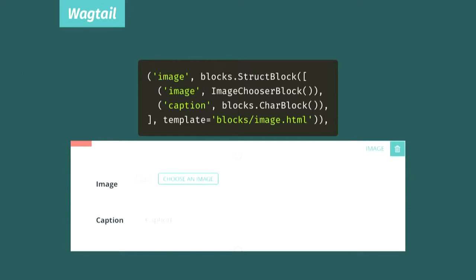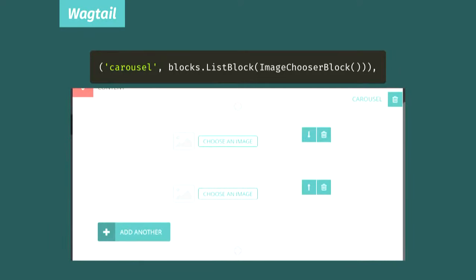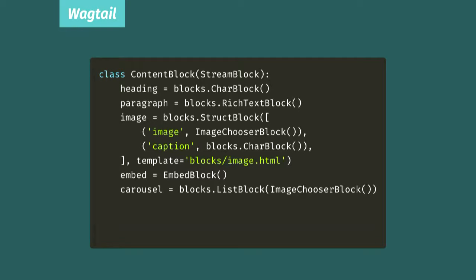We've also set a custom template to render our struct block, which is something you can do with any block, but it's most useful on structural blocks. Wagtail also has a list block, which is a homogeneous list. Every item in it is the same kind of block, which we've used here to let our users embed carousels within articles. And the last kind of structural block is a stream block, which lets you essentially embed a stream field inside a stream field.